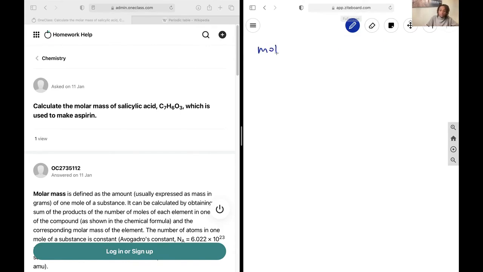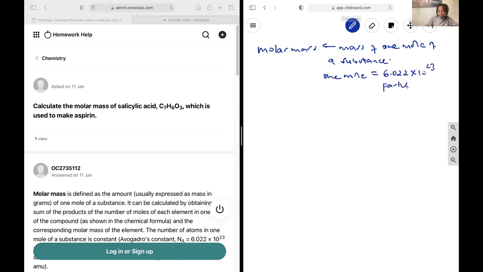And so the molar mass, therefore, is the mass of 1 mole of a substance. And we know from Avogadro's constant that 1 mole is equal to 6.022 by 10 to the power of 23 particles. Particles, atoms, ions, molecules, whatever you're working with in this case.